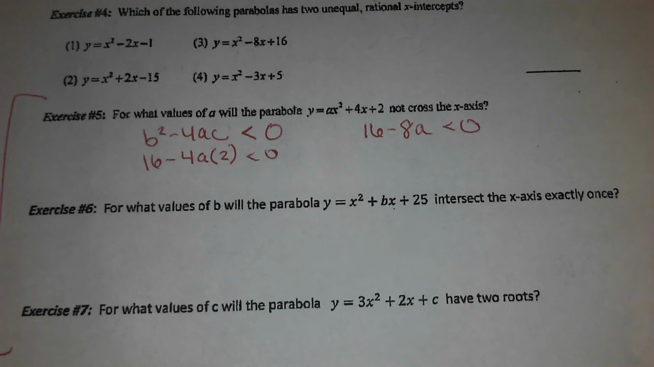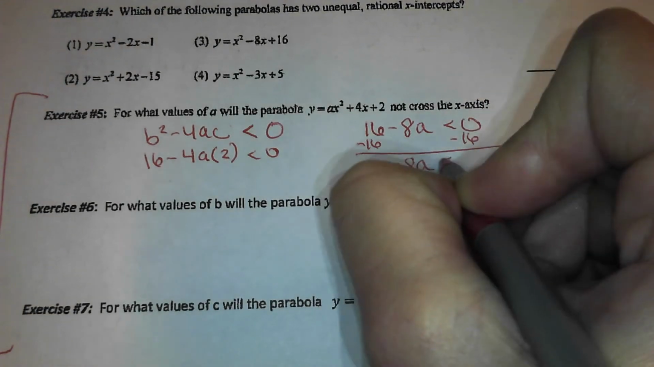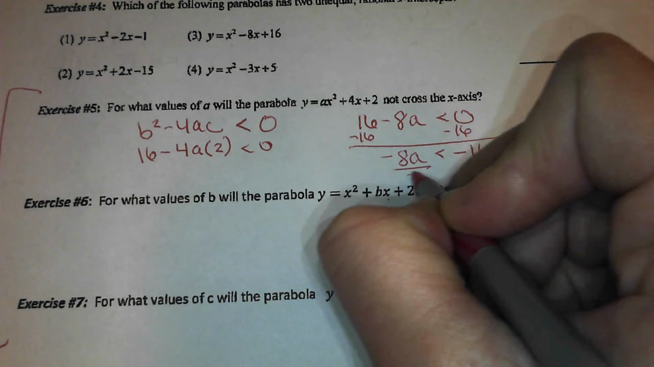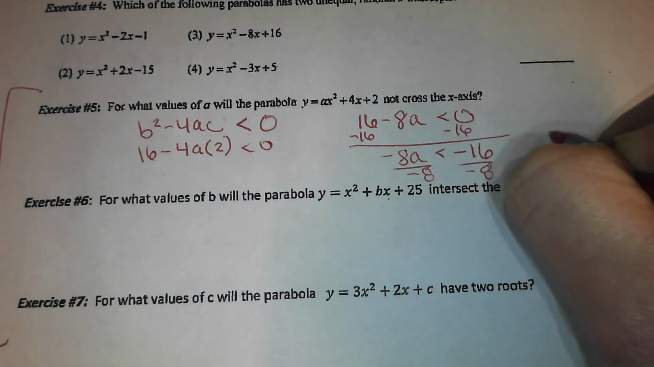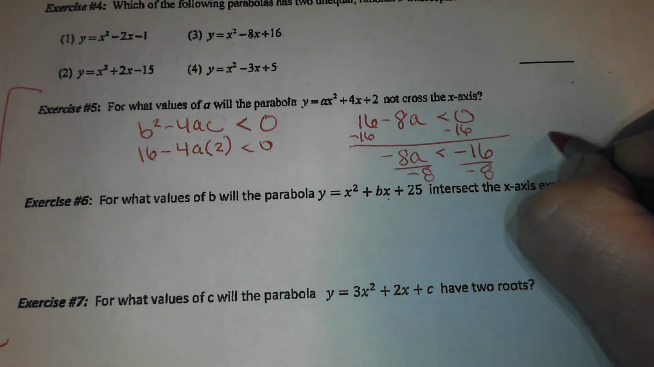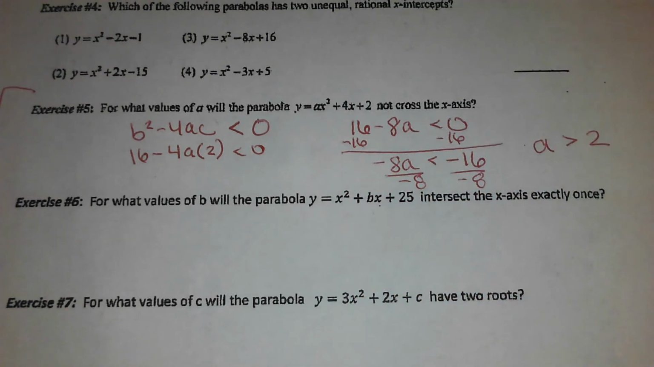How do you want to solve this next? Okay, subtract 16. Some people like to keep their A positive, so that's why I asked. But Bella's good with this. Then what are you going to do, Bella? And then what's your answer? Give me the sentence. No, A is greater than positive 2. Do you know why?